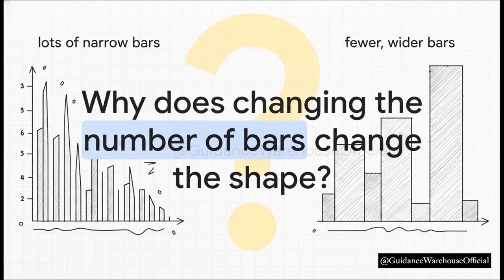So right about now, you might be asking, why does just changing the number of bars change our perception of the data shape so drastically? It's a fantastic question. The reason is that grouping data into different widths either hides or reveals specific variations. When you have lots of really narrow bars, you're essentially magnifying the random noise in our 50 numbers. But by using fewer, wider bars, you absorb that random noise and reveal the true underlying shape of the distribution.